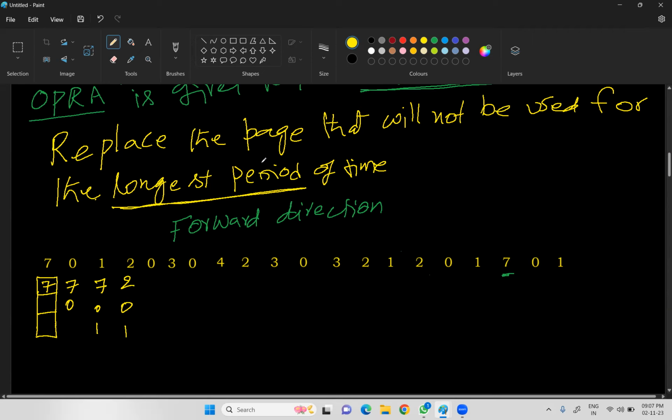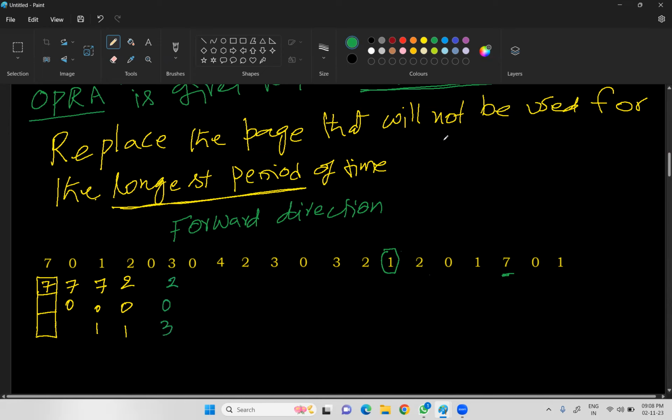You can examine, I mean, walk through this entire string, to find which one is not going to be used by the process for the longest period of time. So here, 2 is used after some time, 0 is used immediately after 3, but 1 is not going to be used for the longest period of time. So I would like to replace 1 here. So therefore it is 2, 0, 3.